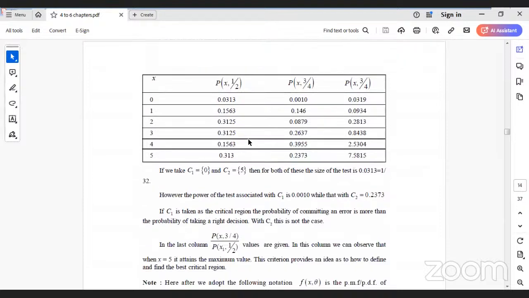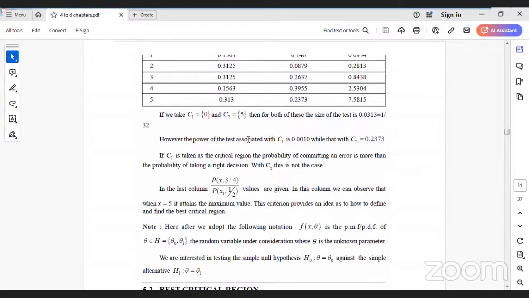So if we take C1 equal to {0} and C2 equal to {5}, for both of these the size of the test is 0.0313, which simplifies to 1/32. However, the power of the test associated with C1 is 0.0010, while that with C2 is 0.2373.